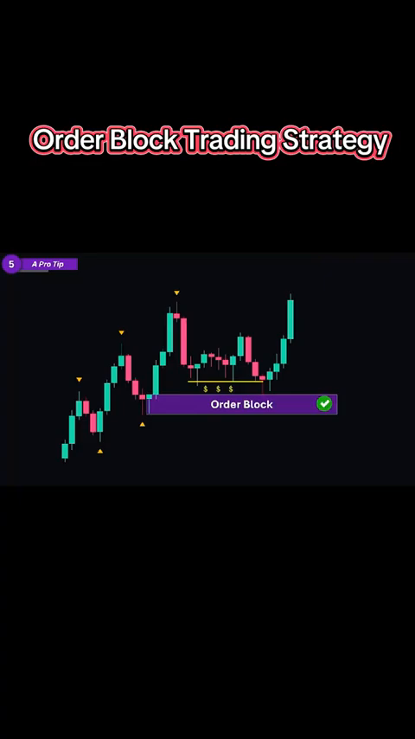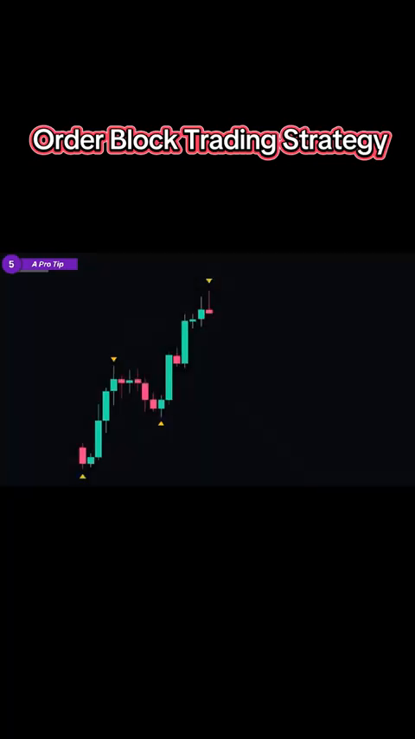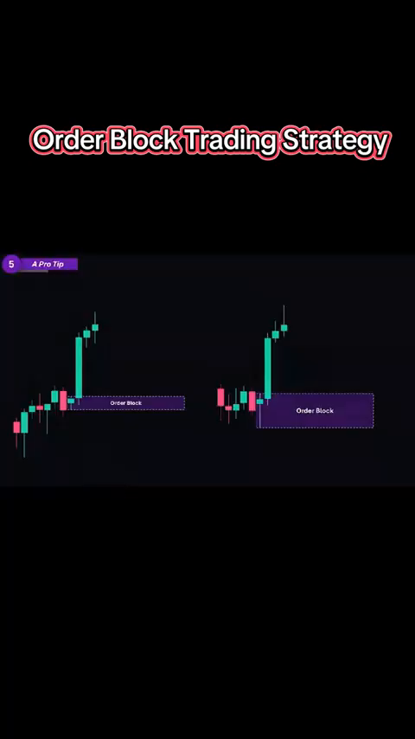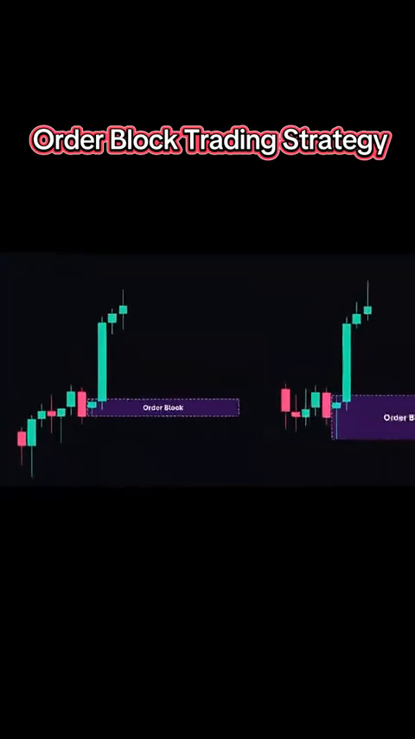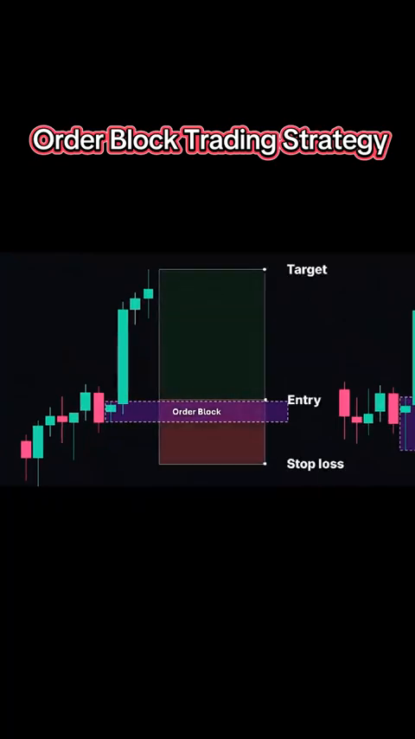Because major market moves often occur after smart money collects liquidity. Order blocks can form at the start of an impulsive move or even in the middle of one. They can be small or large. If the order block is small, give your stop loss a little extra space because the price doesn't always reverse exactly from the edge of the zone.